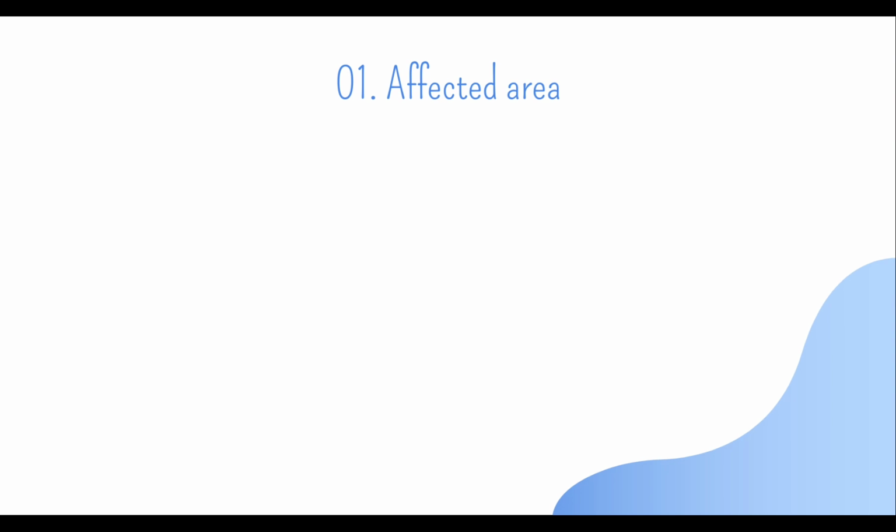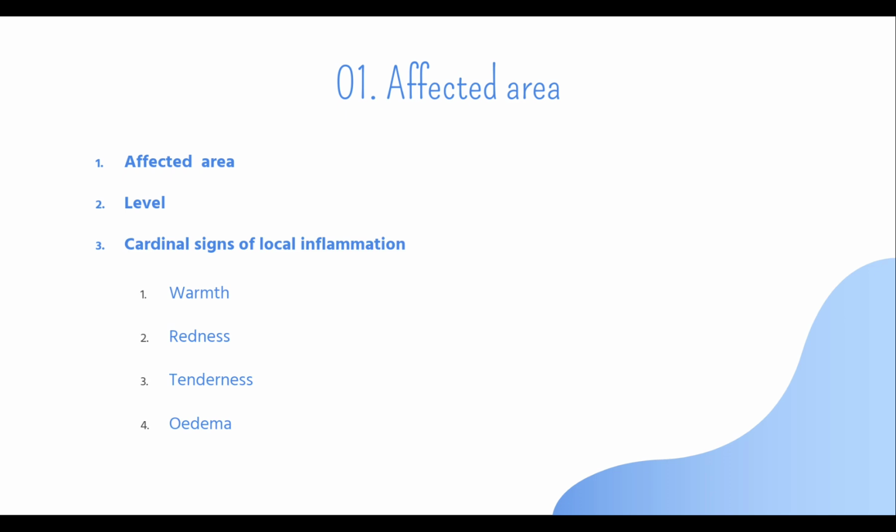For the affected area, in most cases you usually get cellulitis in the lower limbs, but cellulitis in the upper limbs can also be given. When you get a patient with cellulitis, as an example the lower limb, we have to tell up to what extent the cellulitis is spreading, up to what level, and whether the level is distinct or not. Then, at the side, we have to look for the cardinal signs of local inflammation.